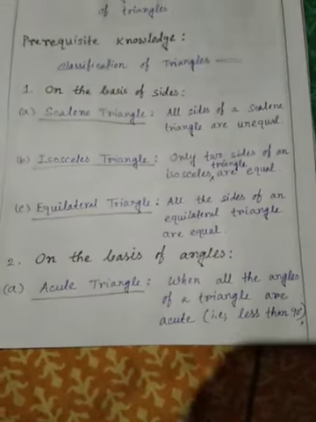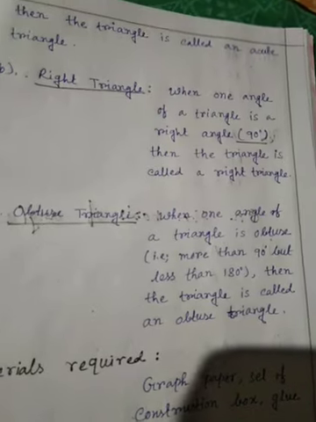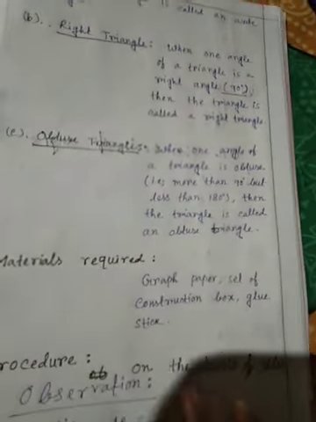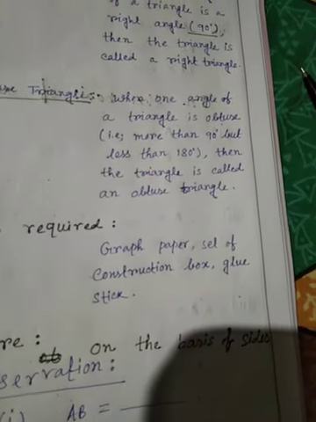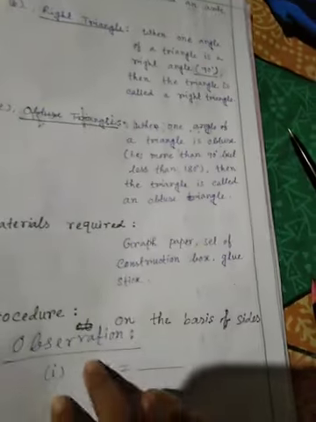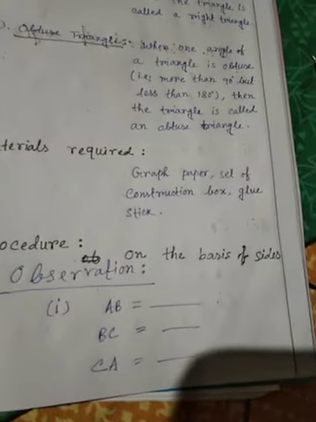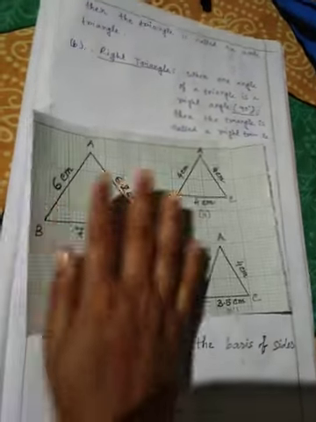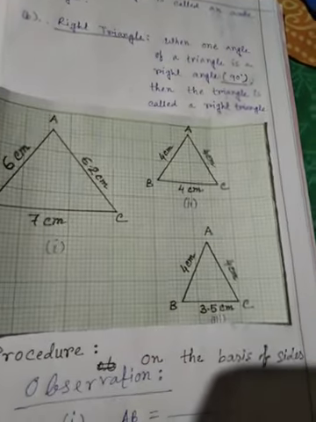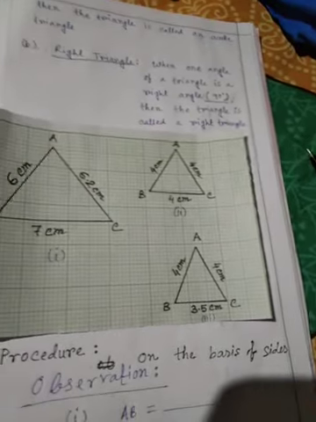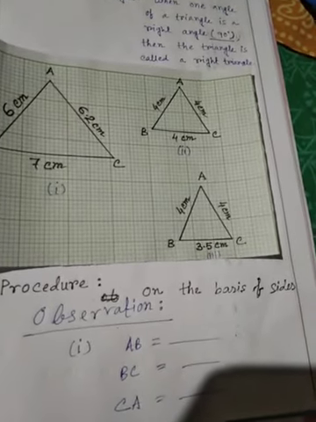Now on the basis of angles, acute angle, then right angle, then obtuse angle. Okay, now for doing this activity, what are the materials that we need? Graph paper, set of construction box, and glue stick. Finally the procedure or process. So here on the basis of sides, we have to draw three triangles by taking a graph paper. So here you can see I have taken three triangles. So you have to measure it, and in observation part, whatever you are observing, that part you have to write.